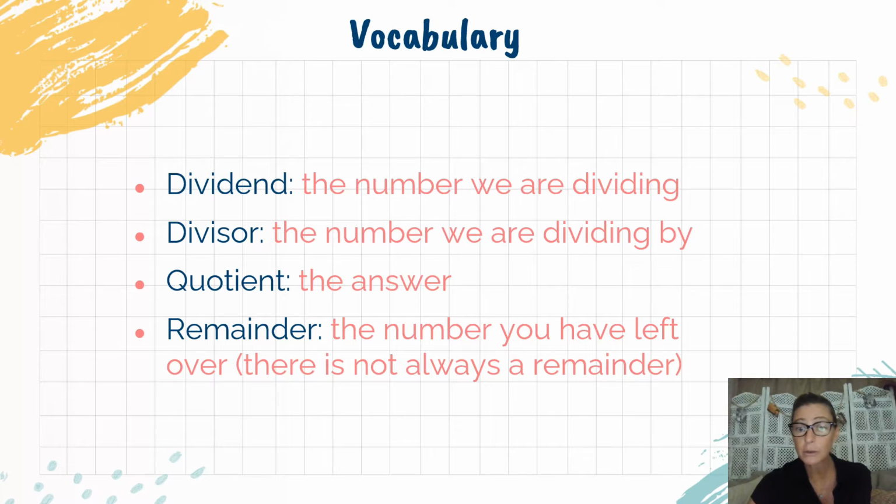Some of the vocabulary we're going to be hearing is dividend, and that's the number that we're dividing. The divisor, that's the number we're dividing by. The quotient is the answer, and remainder is the number that you have left over. And keep in mind, there's not always a remainder.